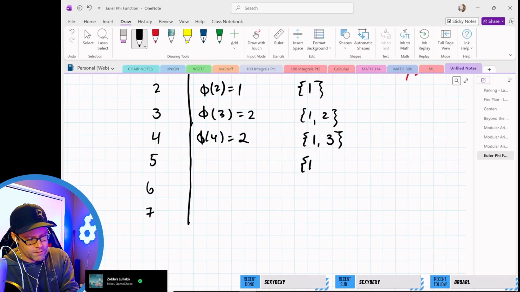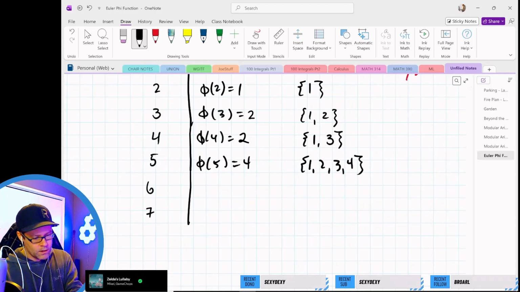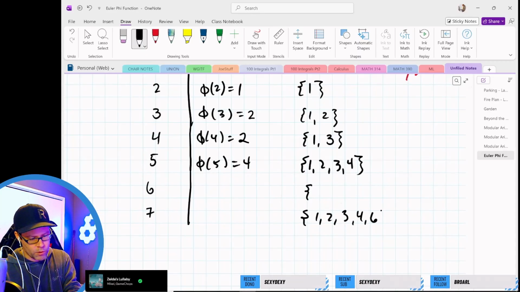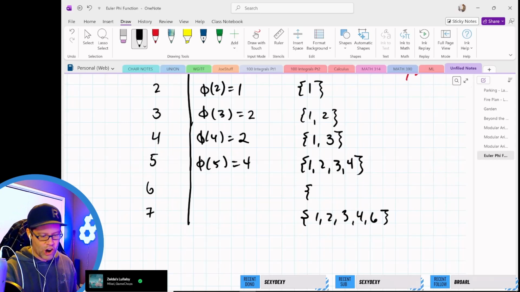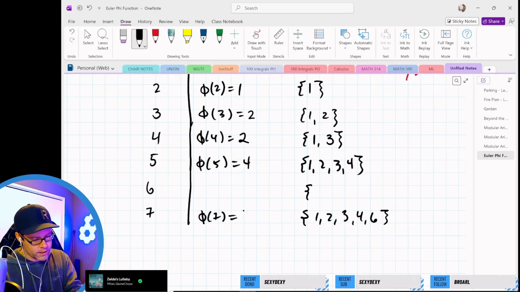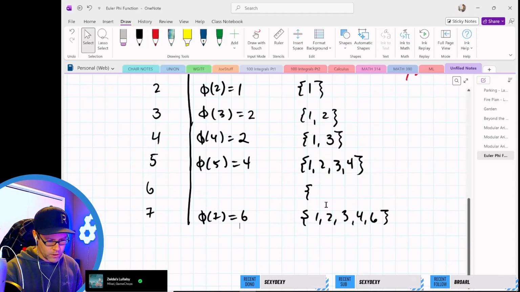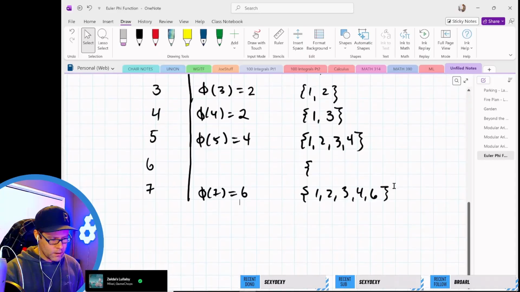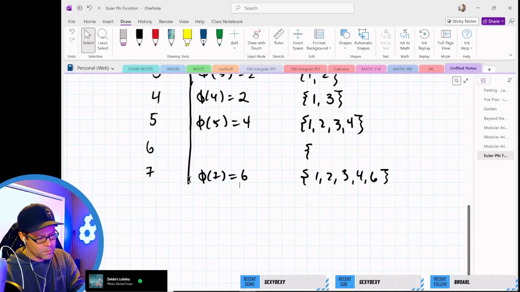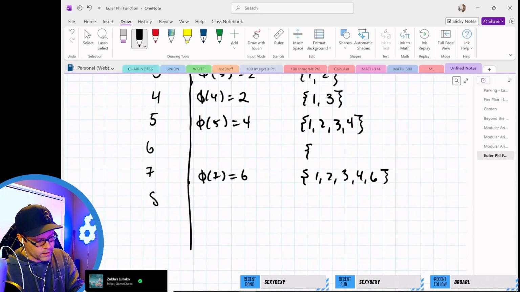Now for 5, 1, 2, 3, and 4 are all coprime with 5, so phi of 5 is equal to 4. What about 6? I'll do 7. 7's another fairly straightforward case. Everything is coprime with 7. There are no numbers less than 7 that share a factor with 7, so phi of 7 is 6. But what about 6? What should be my list here? And what should be my Euler Phi number associated with the value of 6?